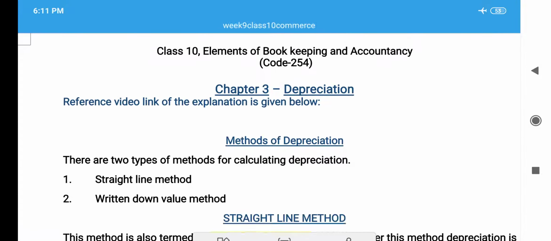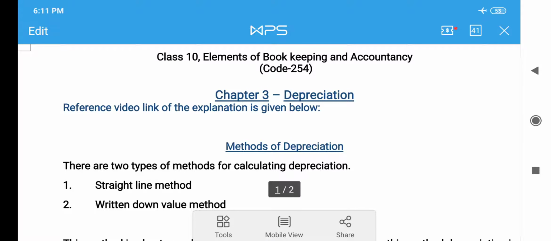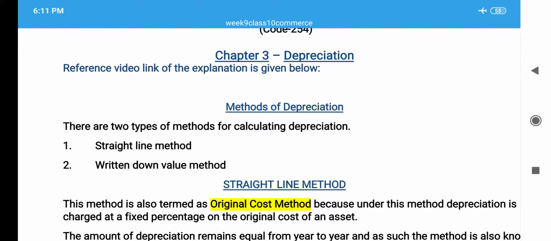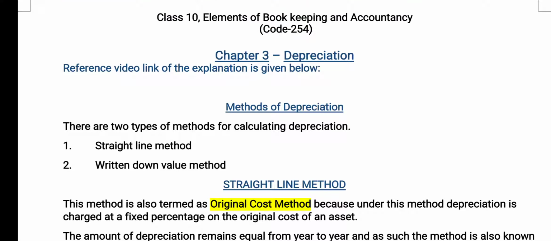So, today we will continue with our chapter 3, that is depreciation. In our earlier class, we have discussed the meaning, features, merits, and demerits of depreciation. Today we will discuss the methods of depreciation. Basically, there are two types of methods for calculating depreciation. One is the straight line method, the other is the written down value method.